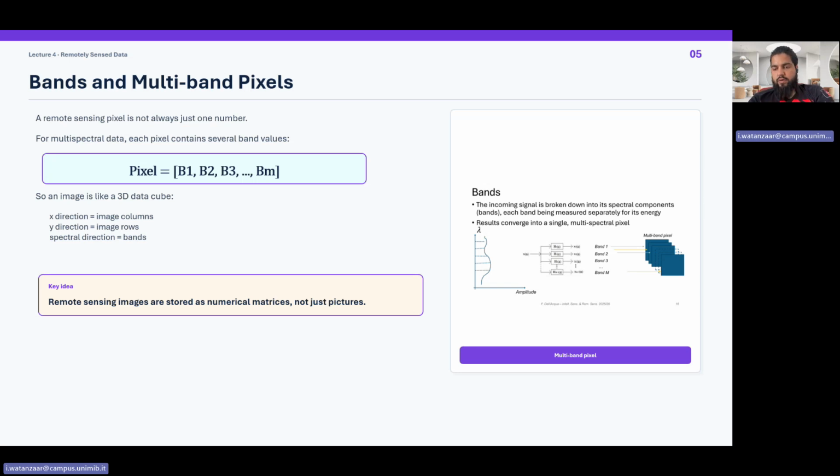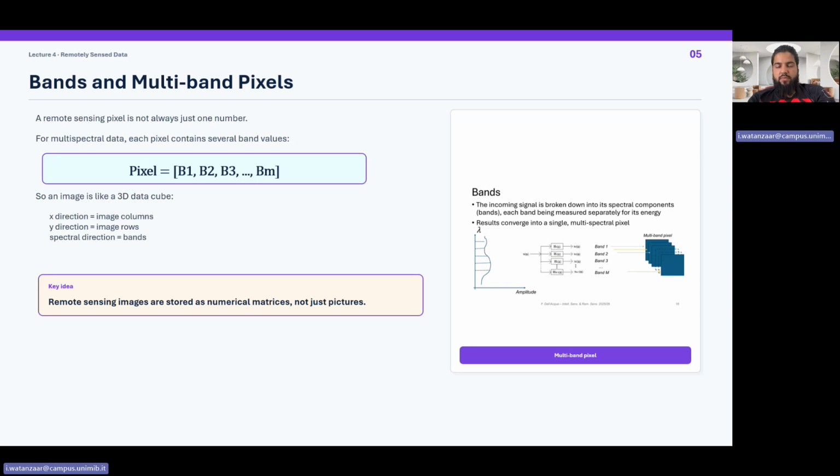A pixel is a small unit of the picture, but in the context of bands, we would like to see more in detail. A remote sensing pixel is not always just one number. We have seen it is one number per pixel for each band. For multispectral data, each pixel contains several band values. So it is no longer one number; each pixel can contain several band values.